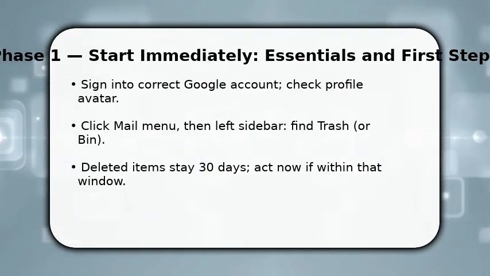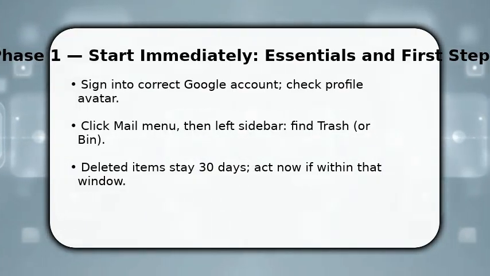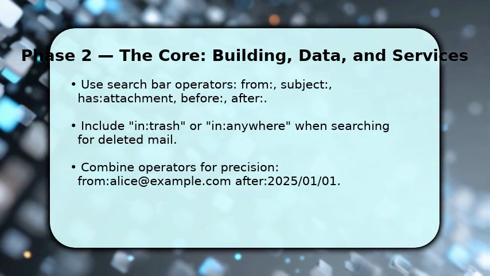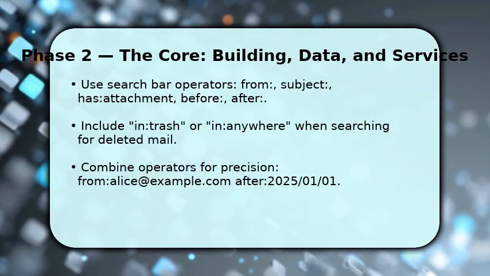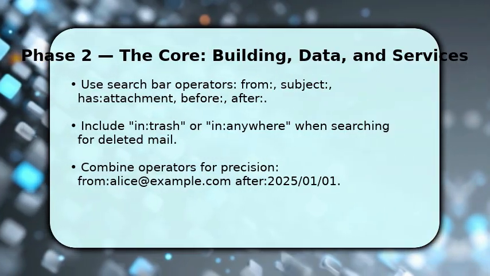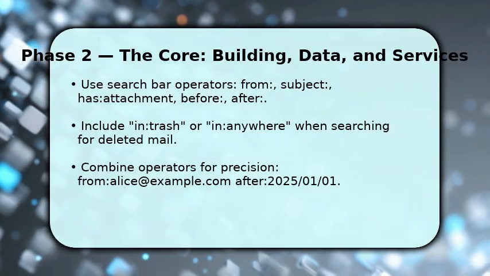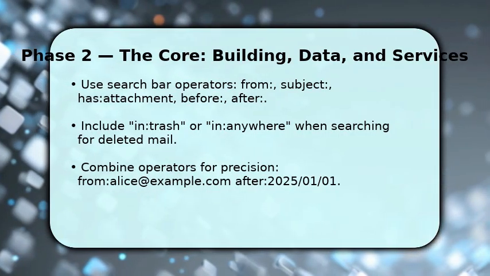If you don't immediately see the message, use Gmail search operators to narrow results. Type the sender, keywords, or has:attachment, and add in:trash or in:anywhere so Gmail looks in all folders. You can combine before and after dates for a narrower window.